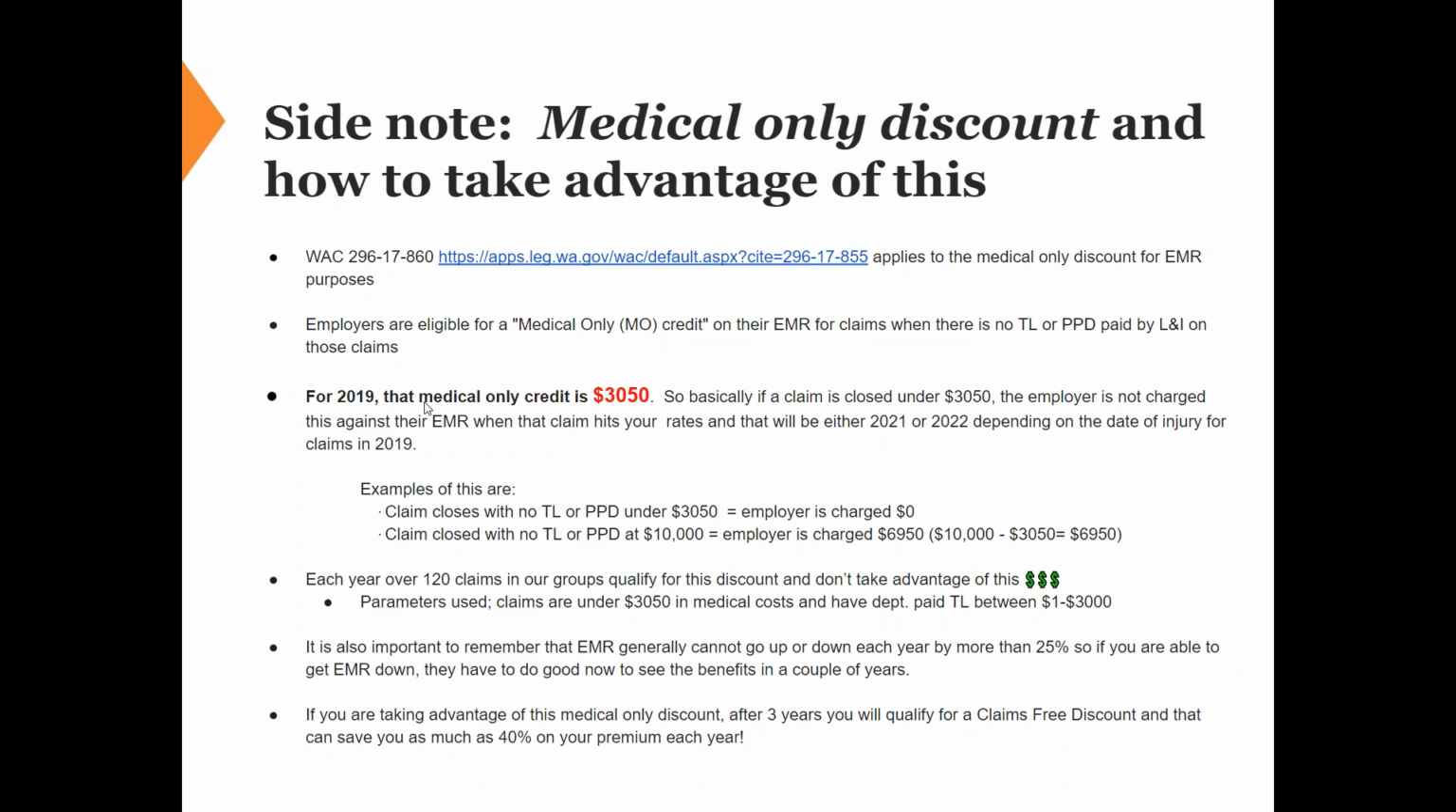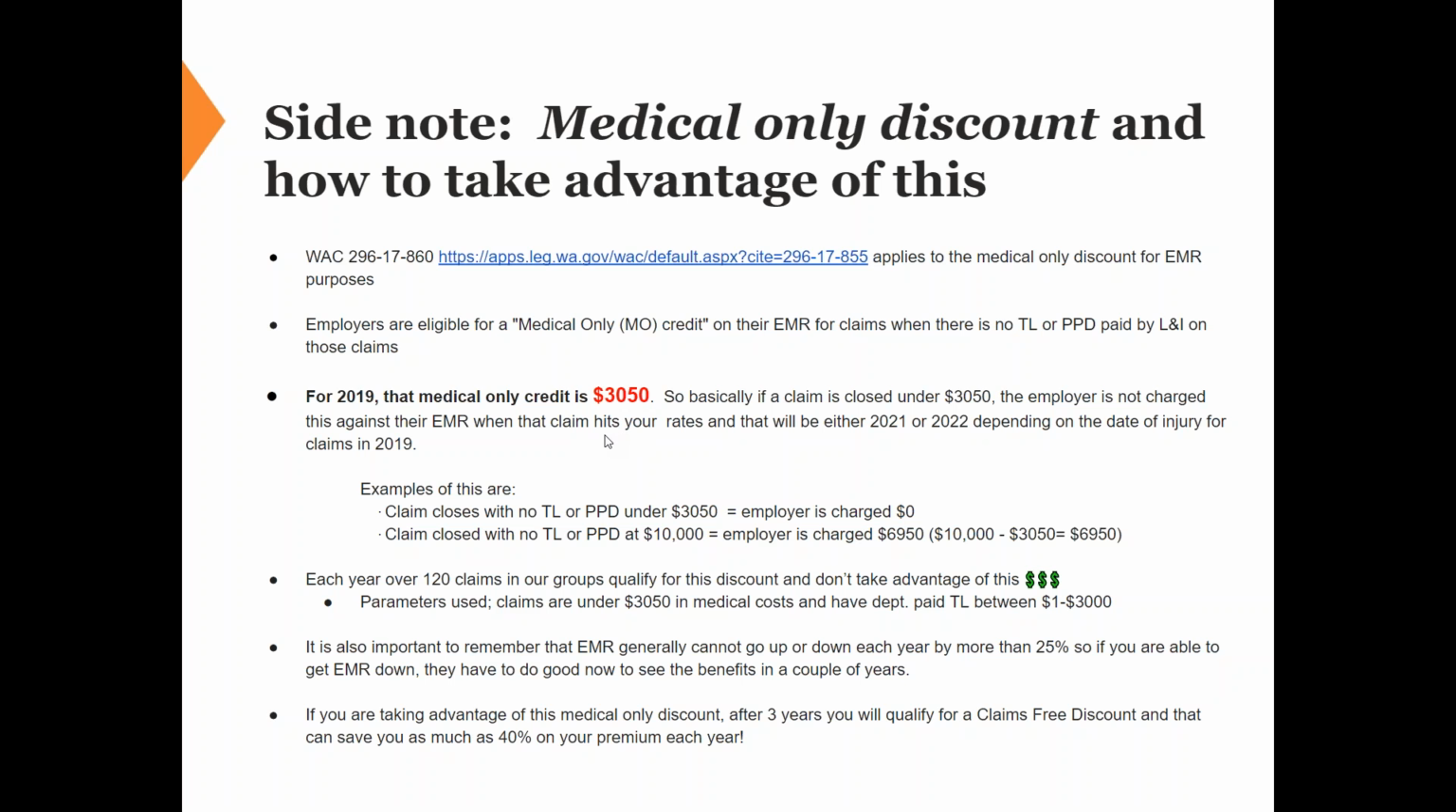For 2019, this medical only credit is $3,050. What that means is that if the claim is under $3,050 in medical costs, the employer will not be charged to that claim against their experience modification rate or their experience factor when that claim hits your rate. So for injuries that are happening now, they're either going to hit your rates in 2021 or 2022, depending on the date of injury.